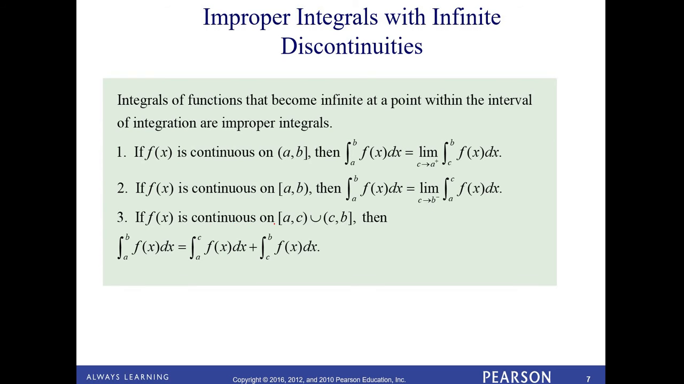So if f of x is continuous on a to c union c to b, then from a to b, we can go a to c and c to b. So in other words, at this midpoint between a and b, we have an asymptote.